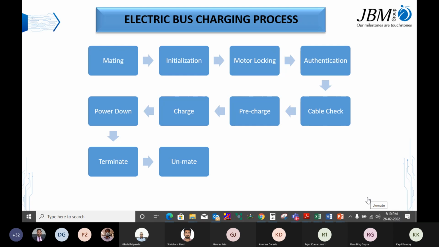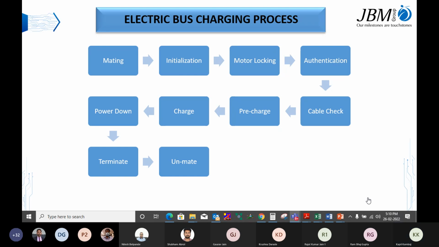After the motor locking, the authentication process starts with the EVCC. In this authentication process, the EVCC and the charger send messages, like the current SOC of the vehicle, the current voltage of the vehicle, demand voltage and demand current. Shubham, one second, just say bus and charger. If you say EVCC and CC there will be confusion. Just say bus and charger, okay?